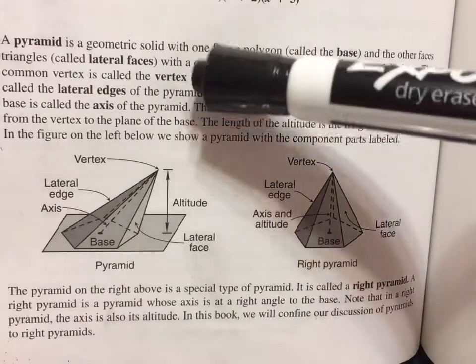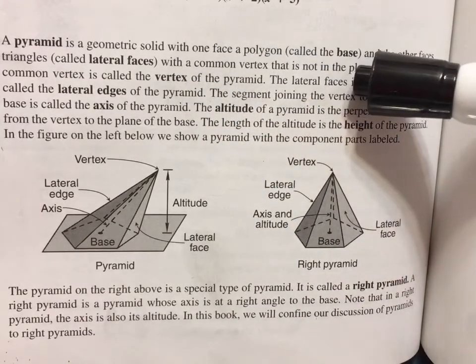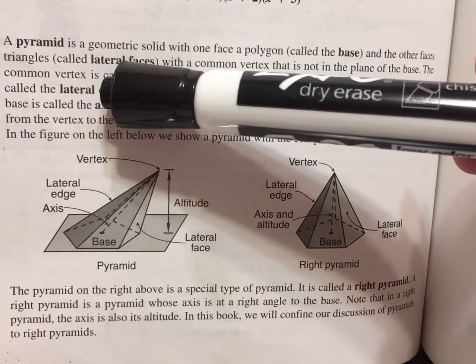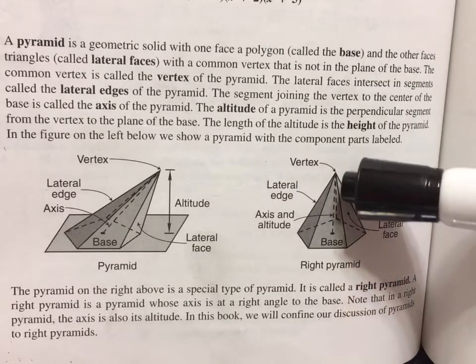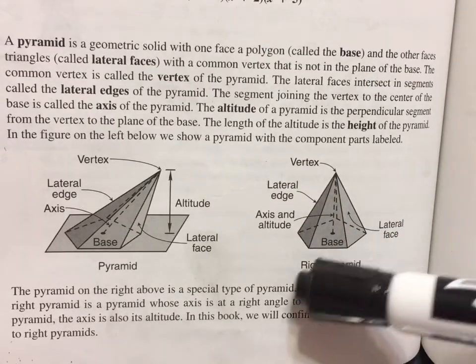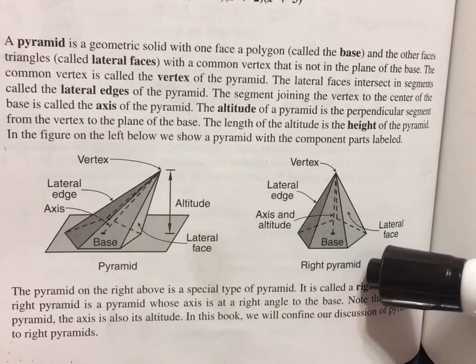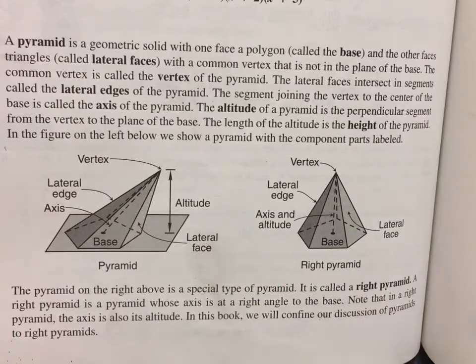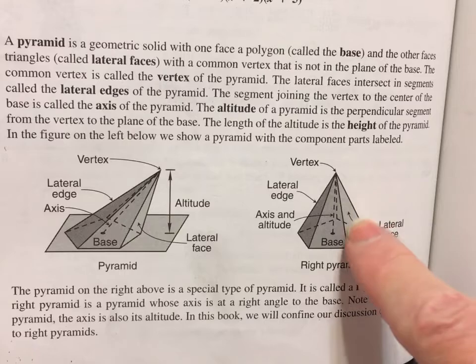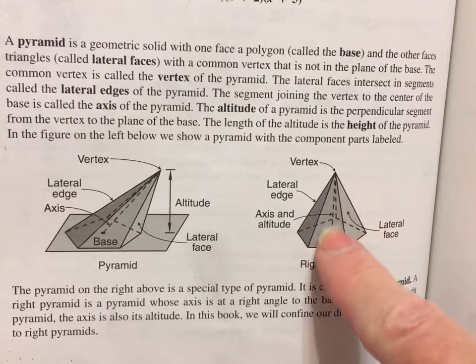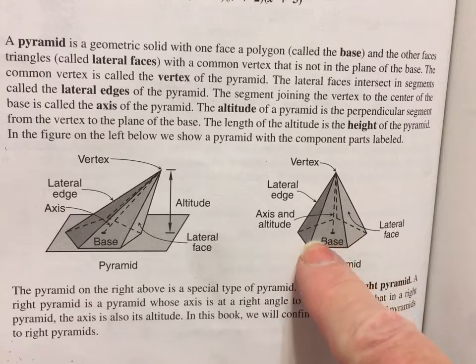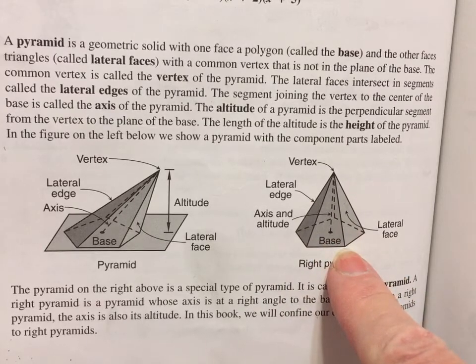So here we have a pyramid and its base, and the other faces are called lateral faces. And notice that each one of the other faces is a triangle. Okay, lateral means around the sides. So that's a lateral face, and that's a lateral face, and that's a lateral face, and the one they're all sitting on is called the base.